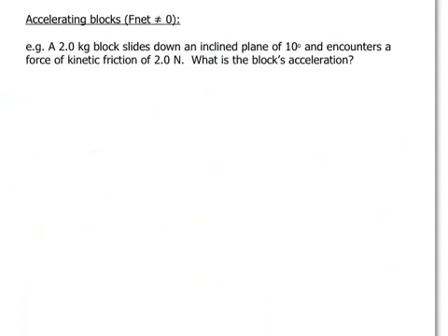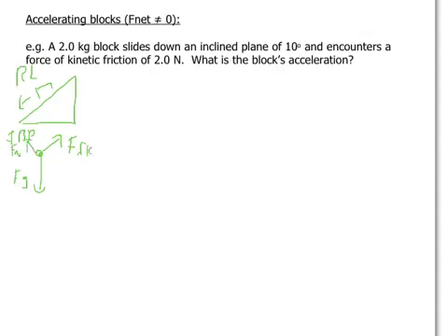Now let's look at an example where the block is accelerating down. A 2 kilogram block slides down an inclined plane of 10 degrees and encounters a force of friction of 2 newtons. What is the block's acceleration? So here with our real-life diagram, we can draw our free body diagram. The force of gravity is acting straight down. Kinetic friction in this case is also acting uphill because the block is sliding down, and friction is acting in the opposite direction of motion. And normal force is acting straight up to the left at 90 degrees to the surface.